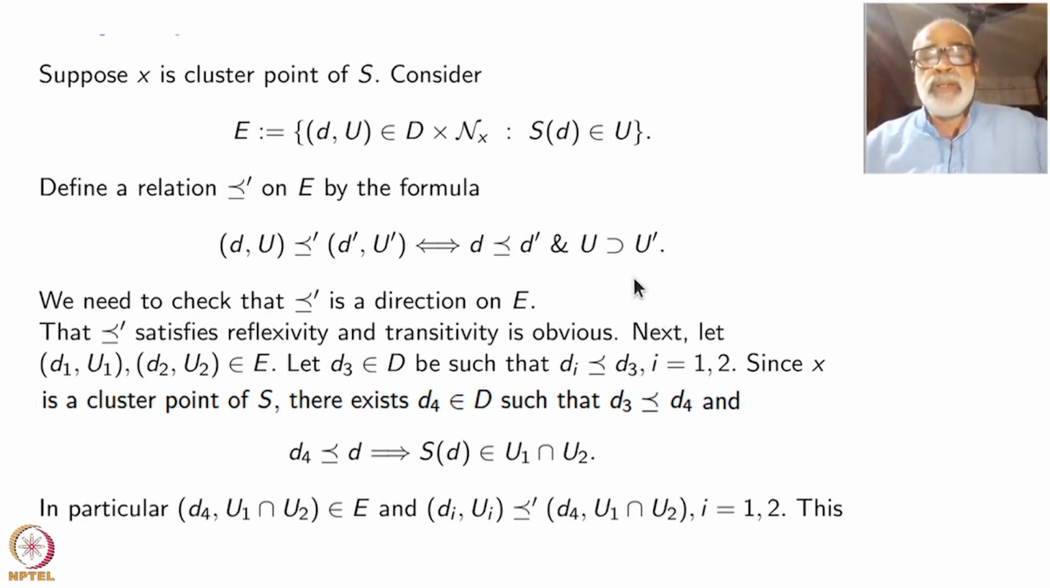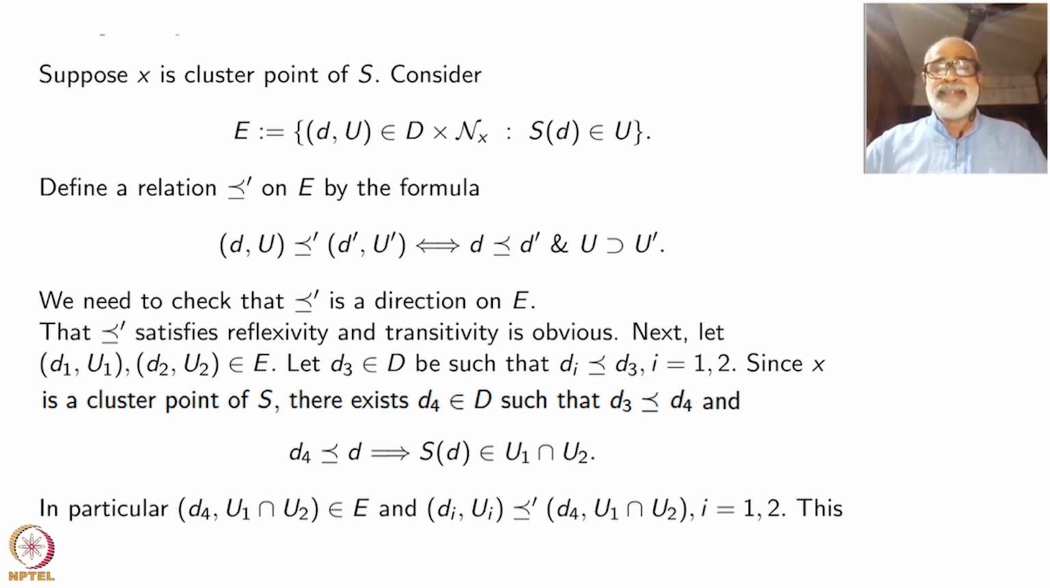The problem is about the third point, namely direction. Next, let (D1, U1), (D2, U2) belong to E. We must find out a (D3, U3) such that it follows both the two elements. That is what we have to find out. So first of all, find a D3 inside D such that D1 and D2 are less than or equal to D3. This is because D is a directed set.